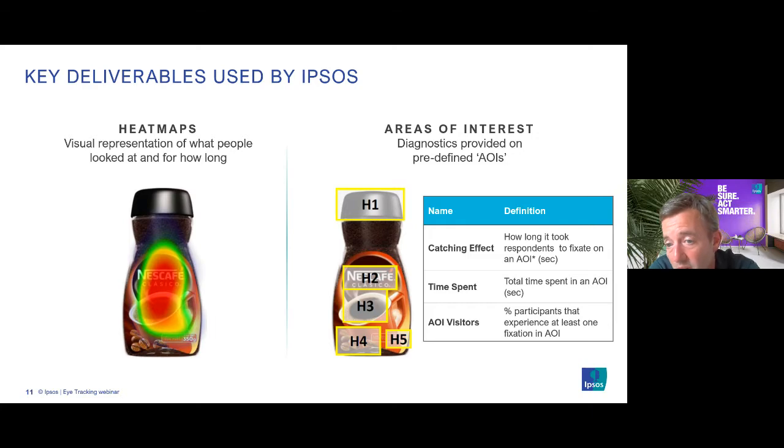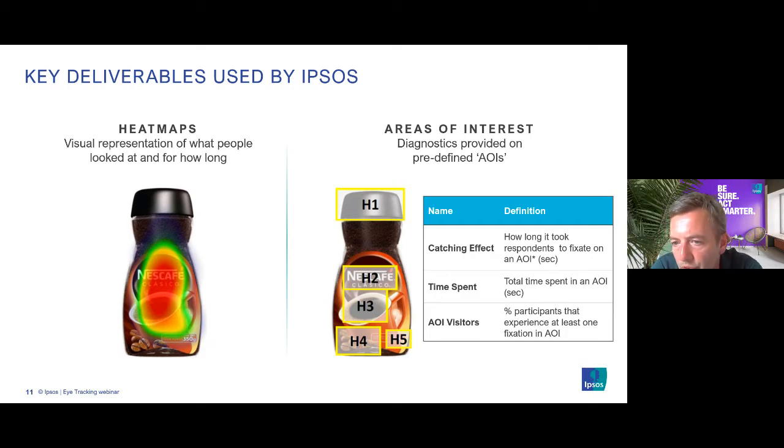More interesting from a researcher perspective, I would say, is what we call areas of interest. Now, the same data is being used here, but it's being presented in a different way. And there are three main measures that we use at Ipsos. What we do with our Nescafe pack here is we just predefine what is an area of interest in terms of the design. So it's the logo, it's the cup of coffee, it's the bean, it's the top H1 there, and then it's some information about the product in the bottom right.